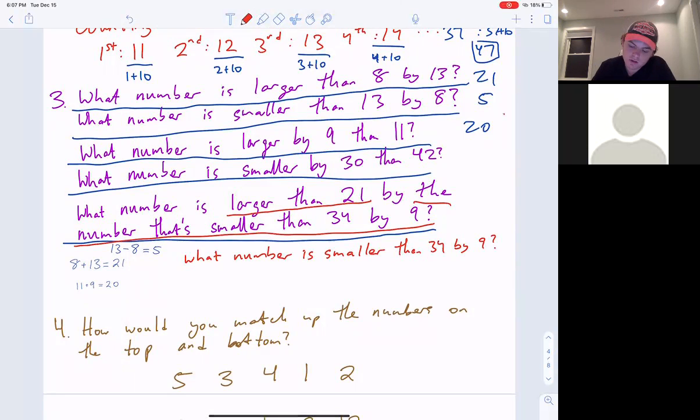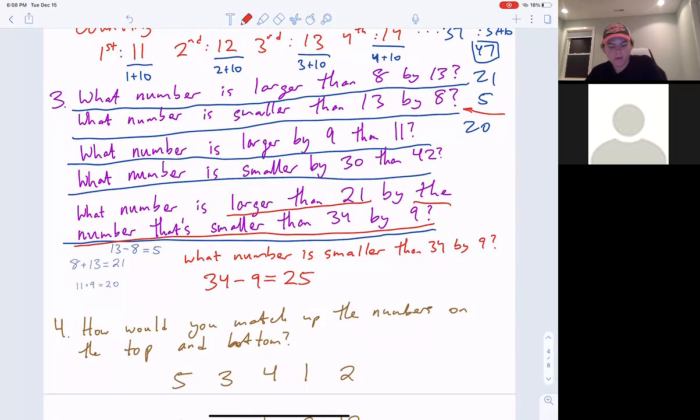That was our second question. And so we know that we can use subtraction to solve a question like this, because we start from 34 and we go down by 9. And so that would be 34 minus 9, which is, you're welcome to pause and try it on your own. 34 minus 9 is 25.